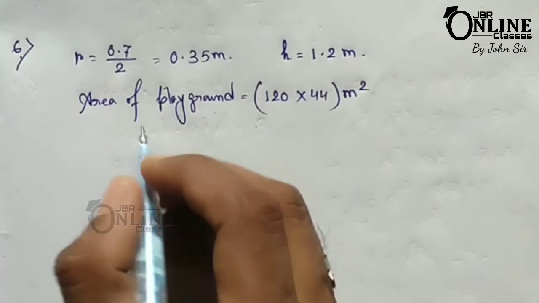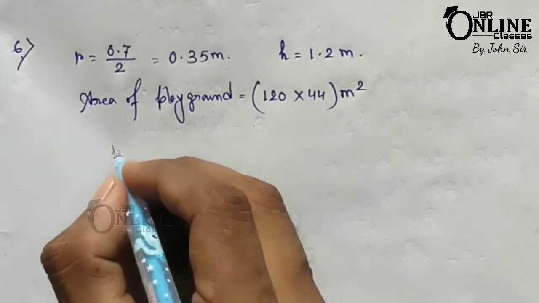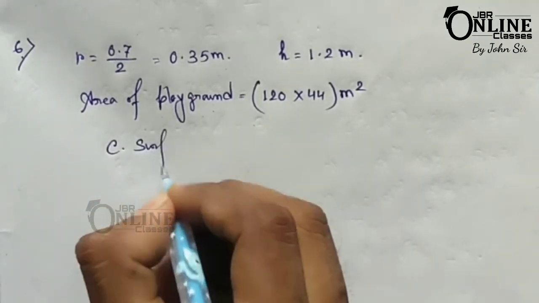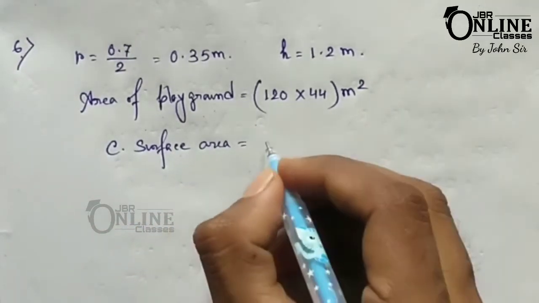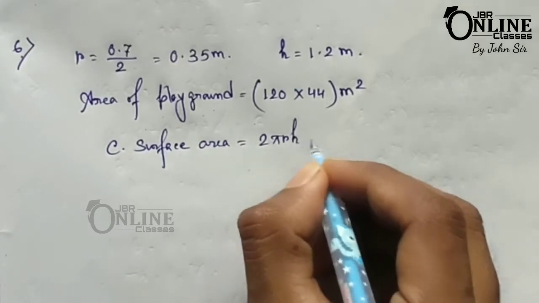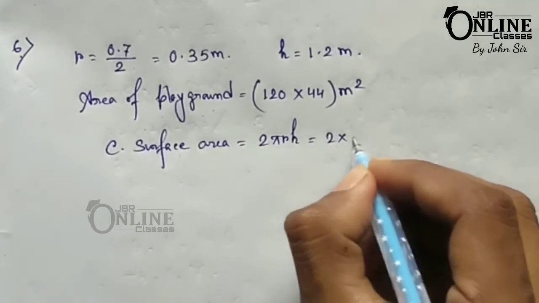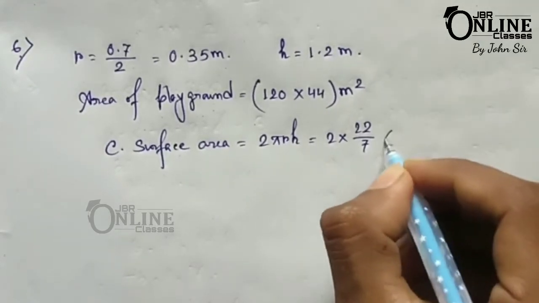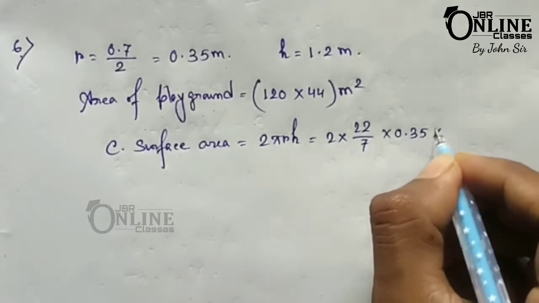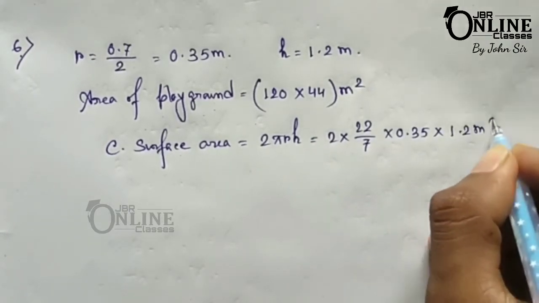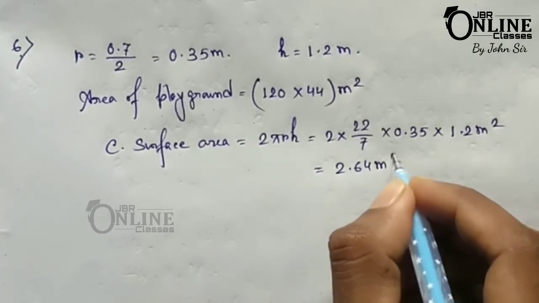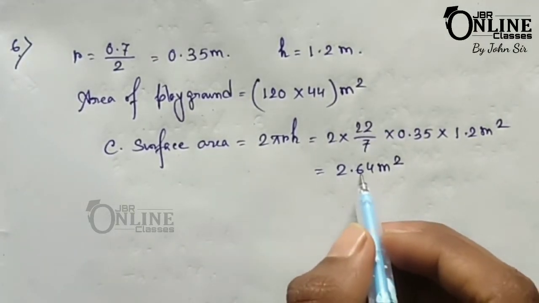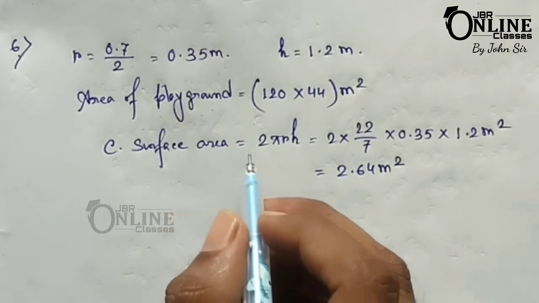Now first you have to find out the curved surface area of the road roller. So here the curved surface area of the road roller equals the formula 2 pi R H. So that equals 2 into pi, which means 22 by 7, into R and into H meter square. So you will get 2.64 meter square, which is the curved surface area of that road roller.